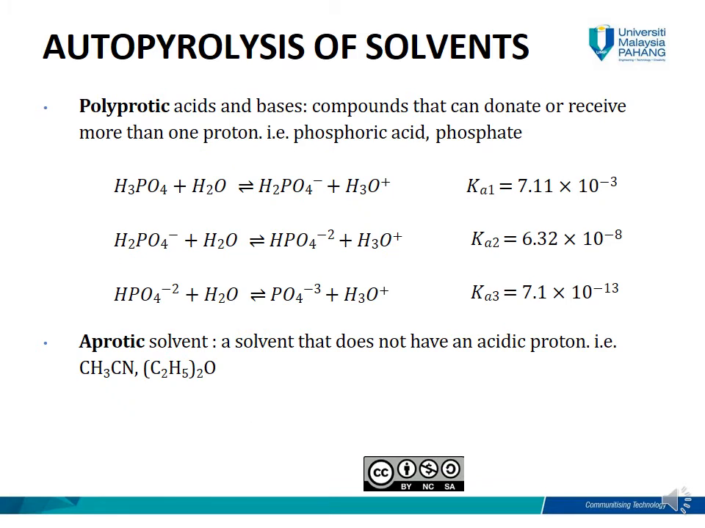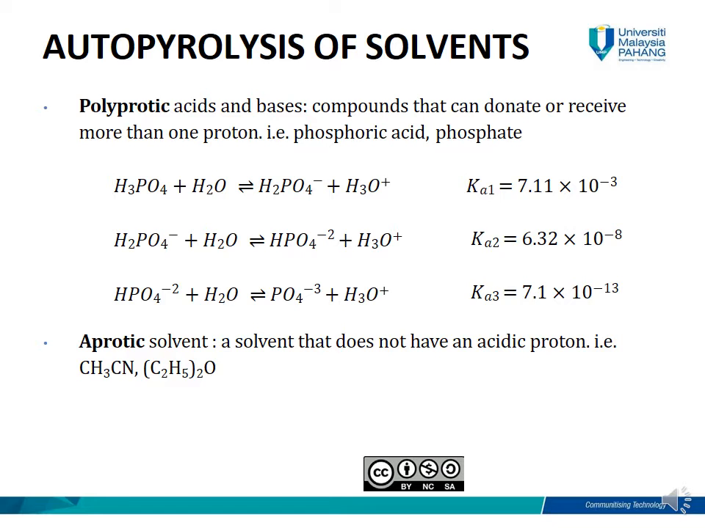When we talk about polyprotic, poly means many, more than one. There are certain acids and bases that might contain more than one H plus or proton. For example, phosphoric acid, H3PO4, will dissociate when it mixes with water to become H2PO4 minus in an acidic medium. Ka1 refers to the equilibrium constant value for the first acid dissociation step, and the value is 7.11 times 10 to the power of minus 3.